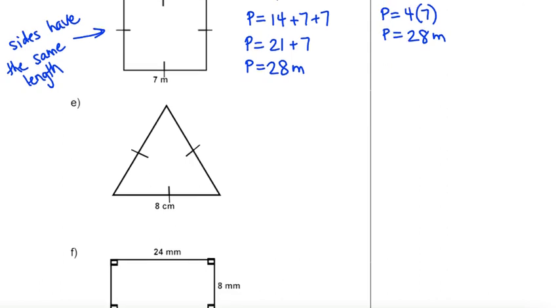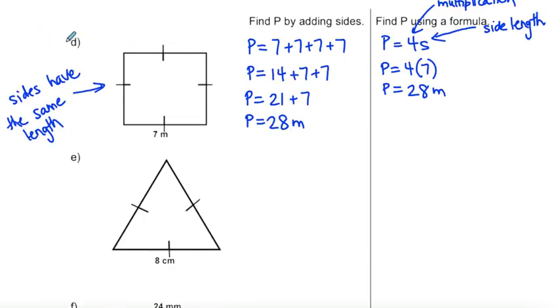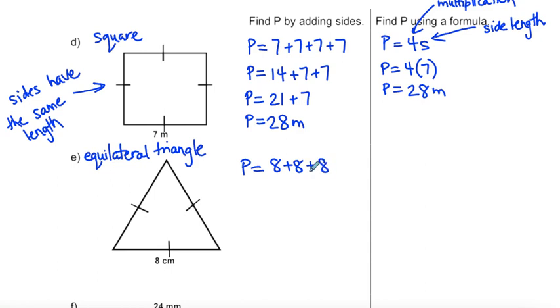Now we'll take a look at the next shape. So this was a square. And the shape for part E is what we call an equilateral triangle. So all of my sides are exactly the same. So my perimeter is going to be 8 plus 8 plus 8. Eight plus 8 is 16, and 16 plus 8 is 24, and my unit is centimeters.